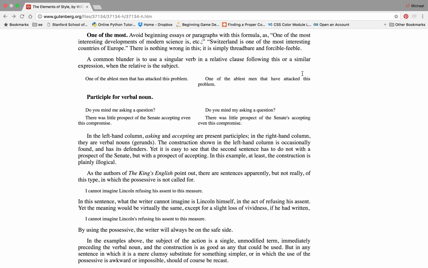Okay, one of the most. Avoid beginning essays or paragraphs with this formula. As in, one of the most interesting developments of modern science is blank.